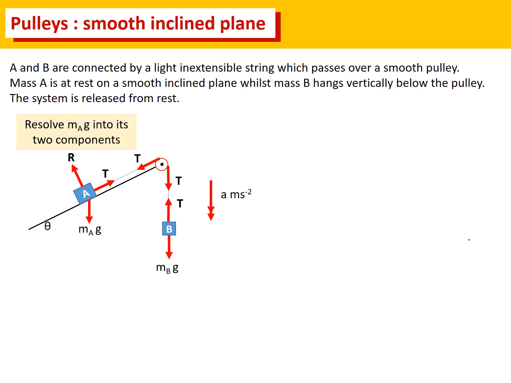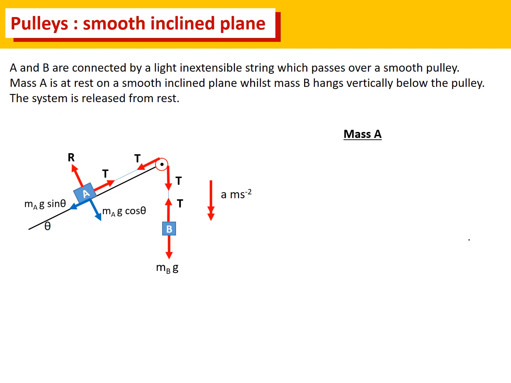Now we're going to resolve the weight of mass A into its two components. So that will be the weight of A times cosine theta, and down the incline it will be the weight of A times sine theta. Now for mass A, parallel to the incline, the resultant force is T minus mg sine theta. That's assuming that the mass A is going to be accelerating up the incline. And therefore, using Newton's second law, that's the equation we'll obtain.